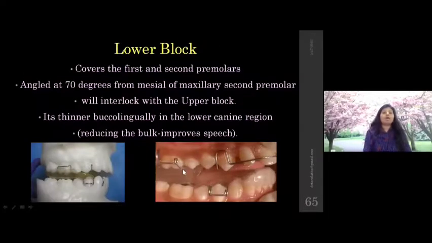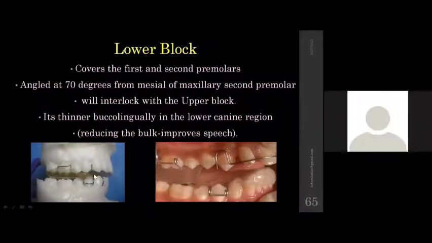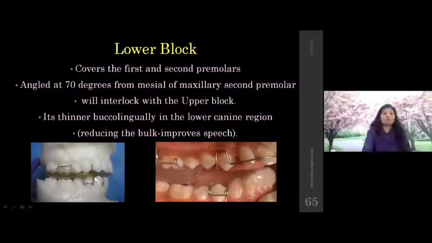Going ahead, how should the lower block be? Lower block will be covering your first and second premolar, right? First and second premolar. And then as you give it, it should be tapering towards the canine region, buccolingually. It should taper at this canine region so that there's no speech problem encountered if the patient is speaking.